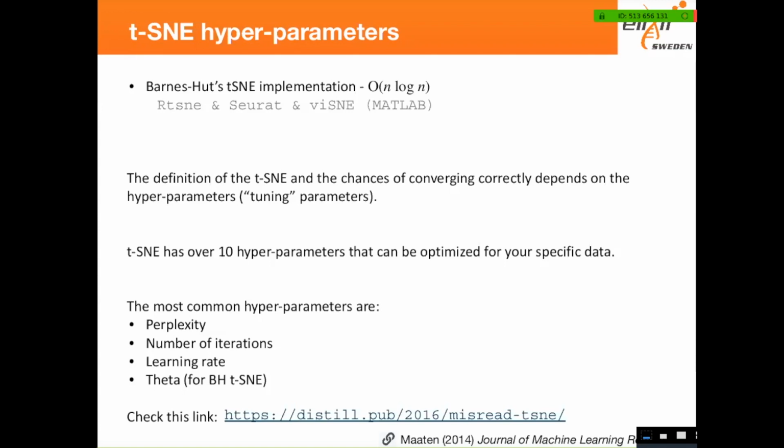I recommend you go to this link. This link has an interactive way of tuning those parameters of tSNE, so you can see exactly what each one of them does. And they have many examples as well. So maybe after the course, or maybe tonight, you can go there.